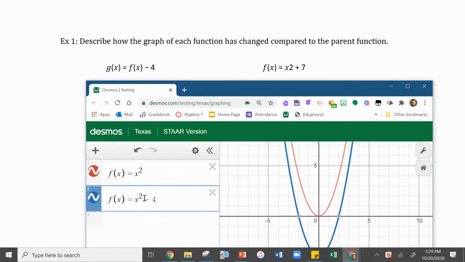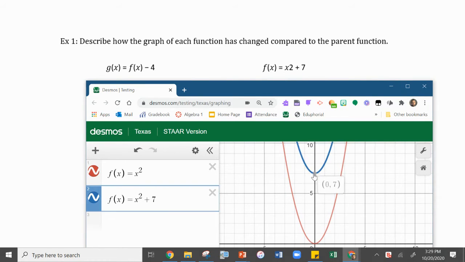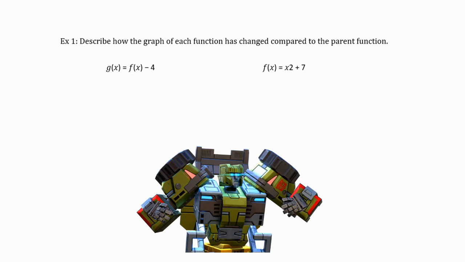The other one is a plus 7, and if you said it shifts up 7 units, you were correct. And so you can see on this one that it actually shifts up to the 7, right, from 0 to 7. So those are my transformations on there. All right, so that's your first transformations of k.